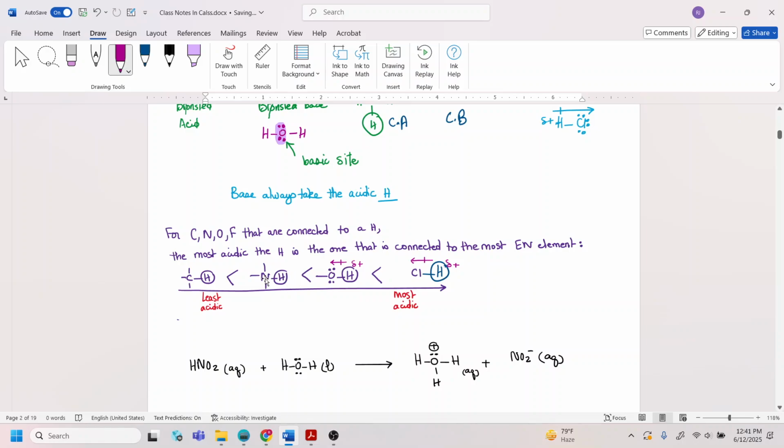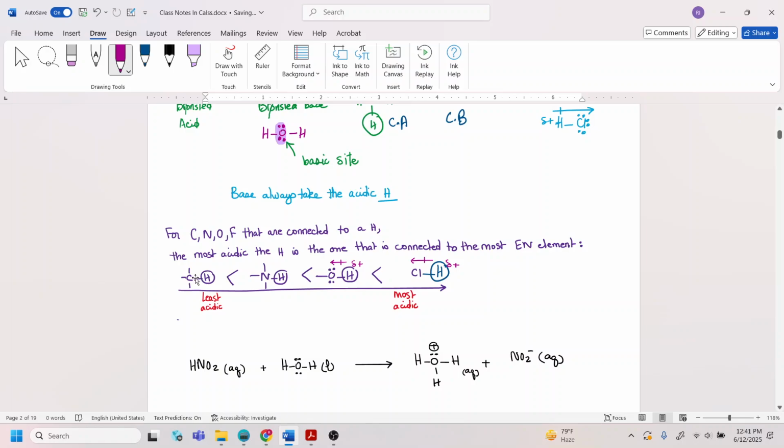When hydrogen is connected to nitrogen, nitrogen is not very electronegative. So this hydrogen is not going to be so much acidic compared to the one that is connected to the oxygen. And definitely carbon is not electronegative. So carbon is not very electronegative.